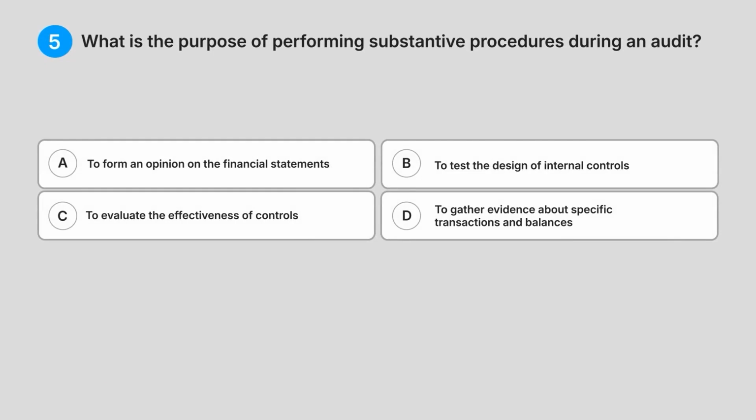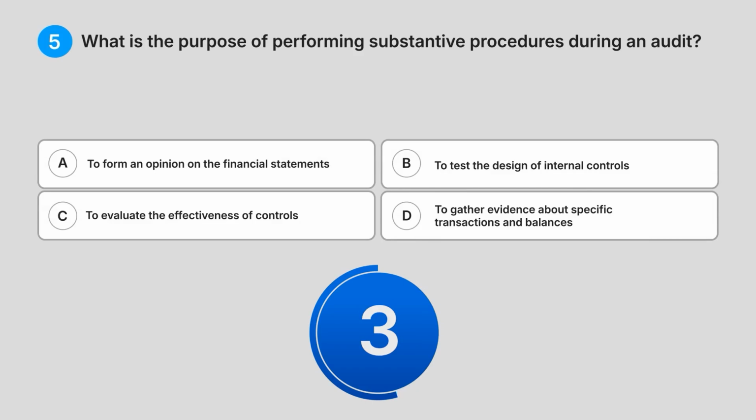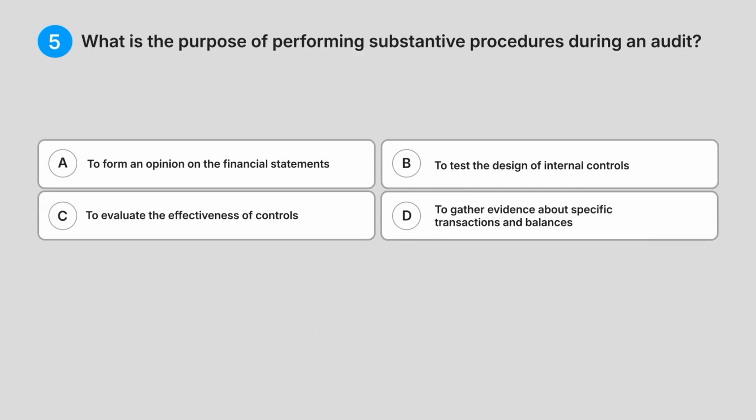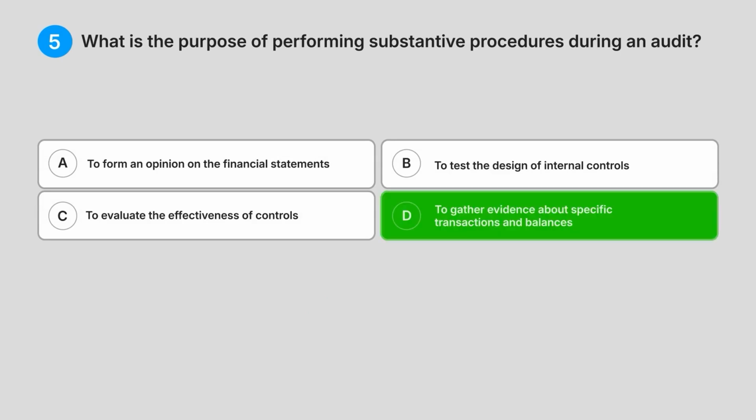5. What is the purpose of performing substantive procedures during an audit? A. To form an opinion on the financial statements. B. To test the design of internal controls. C. To evaluate the effectiveness of controls. D. To gather evidence about specific transactions and balances. Can you guess the answer? Correct answer, D. To gather evidence about specific transactions and balances.